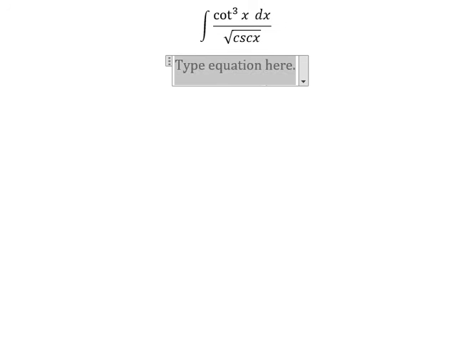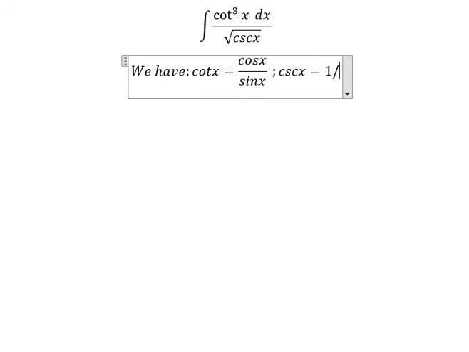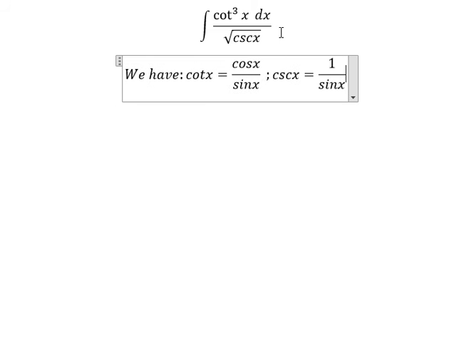We have cotangent x equal to cosine x over sine x. Cosecant of x equal to 1 over sine x. And now we need to change this one.